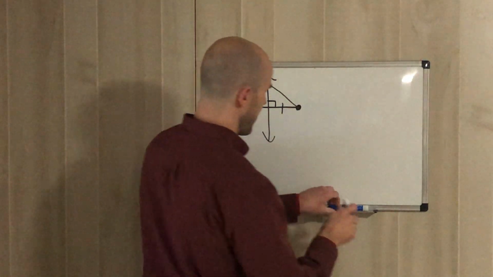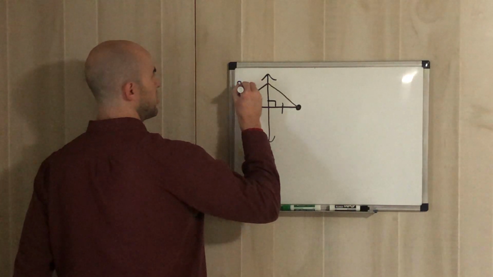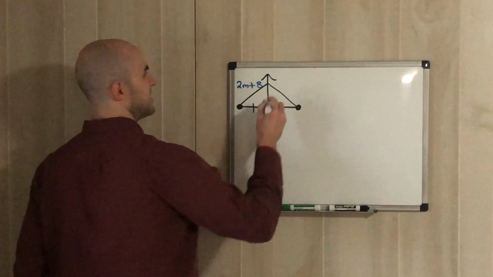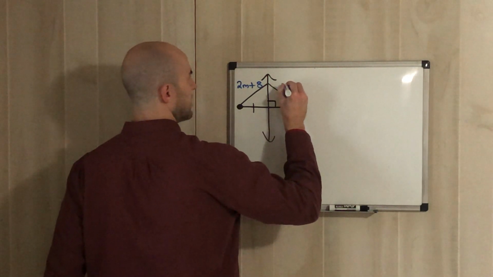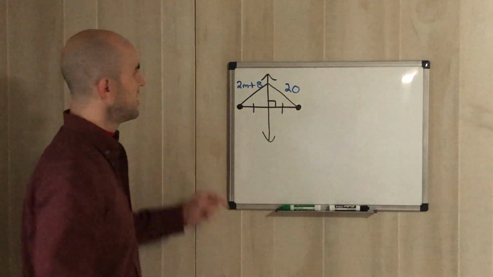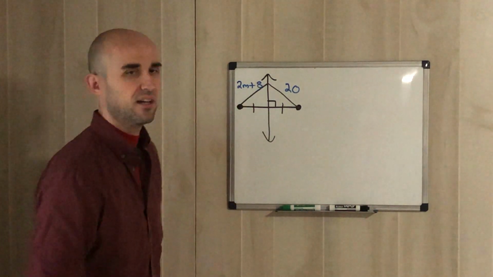Now let's say that this side here is going to end up being 2m plus 8, right? And let's make this side here 20. Let's say I want to solve for m. So this segment here is 2m plus 8. This segment there is 20.